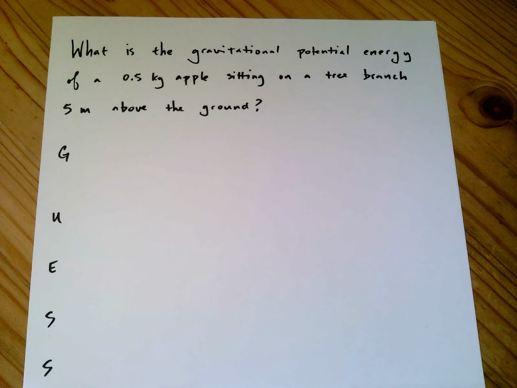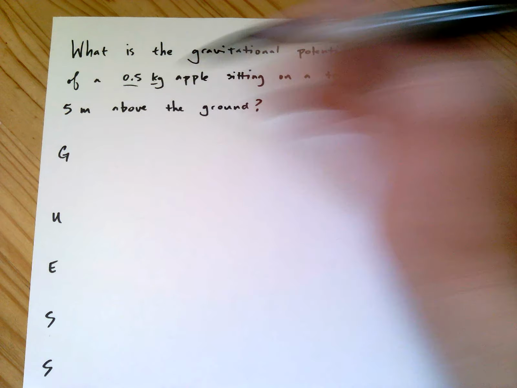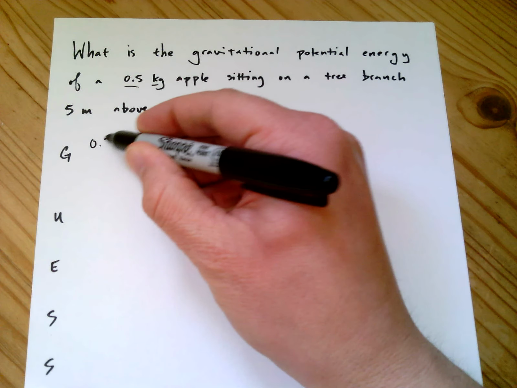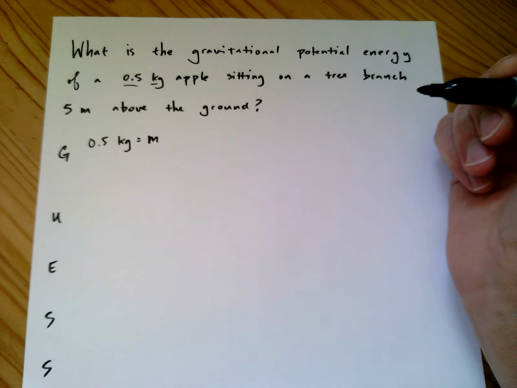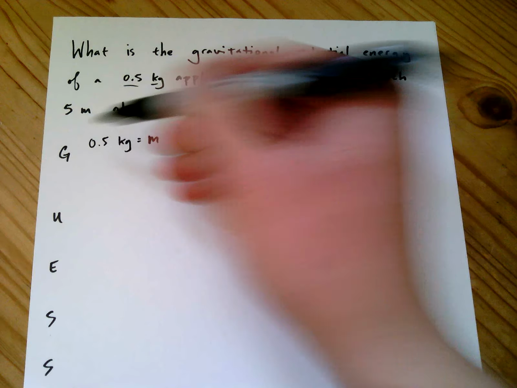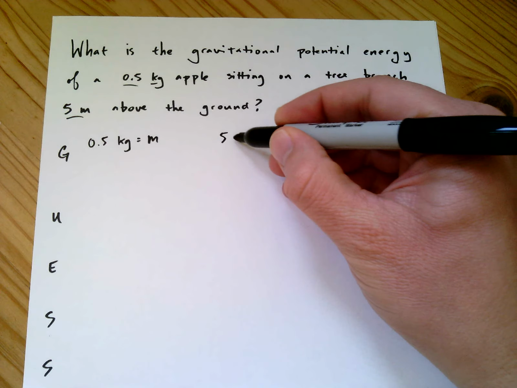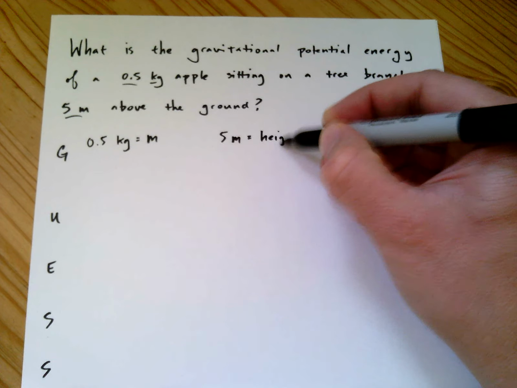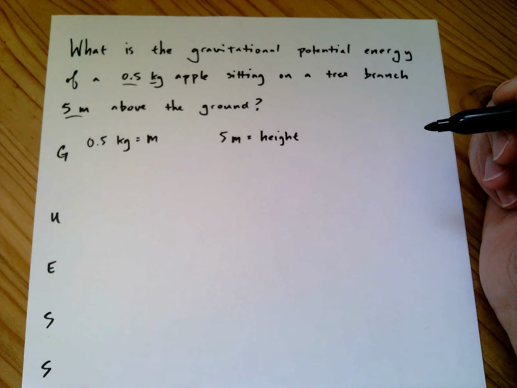All right, so when you read it, I see two pieces of information the problem gives us. 0.5 kilograms. There's our first given. And if you remember, kilograms, that's a mass. So I'll just put M for mass next to that. And then my second given, 5 meters above the ground. Well, I know that if I'm measuring something in meters, that's a height. So I can put height, or I could just put H.